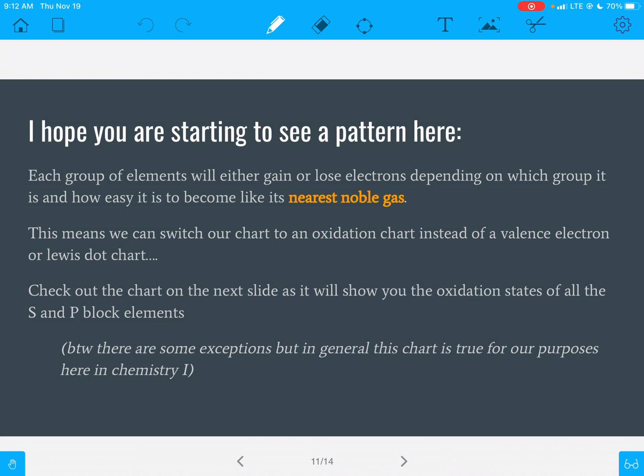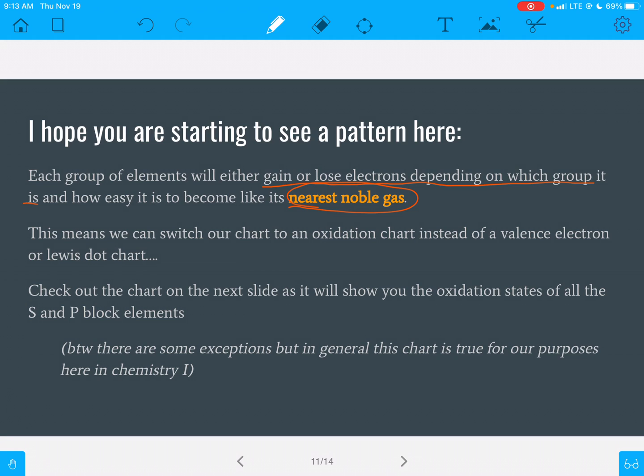I'm sorry, this one will be extra short. So I hope you're starting to see a pattern here. Each group of elements will either gain or lose electrons depending on which group it is and how easy it is to become like its nearest noble gas. So it's trying to find its nearest noble gas and mimic or copy or look just like it, at least on the outside. Now they can't change their proton number, and because they can't change their proton number, that's why we start getting these charges instead.